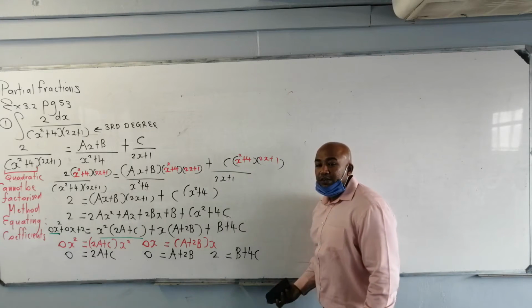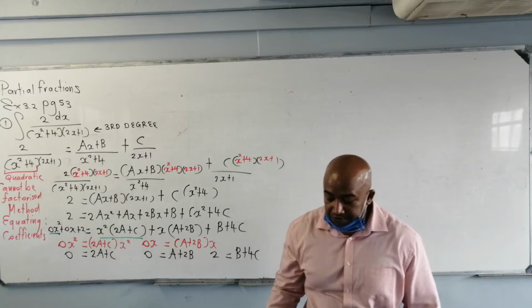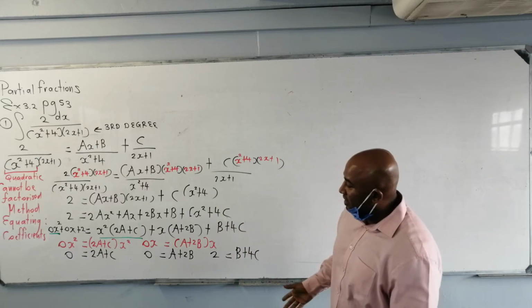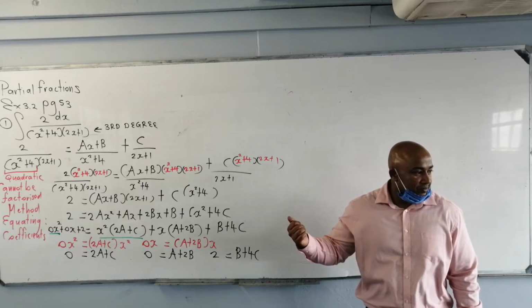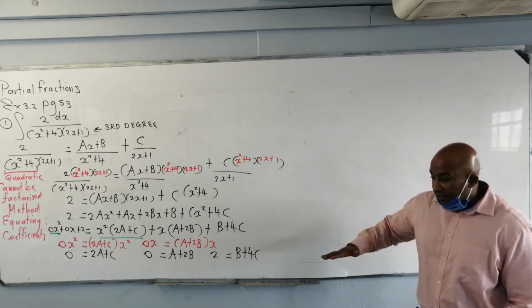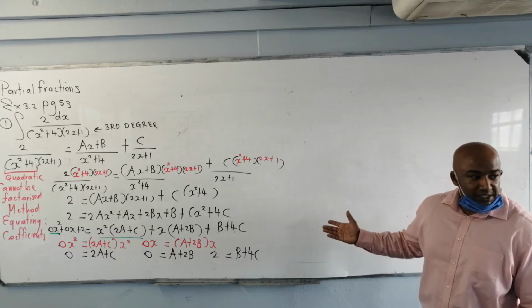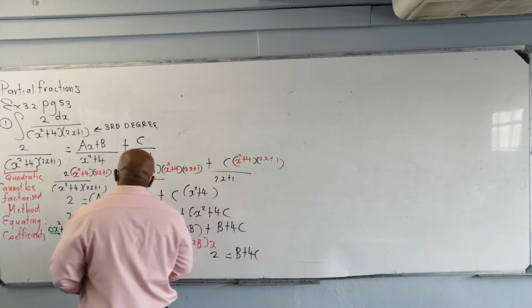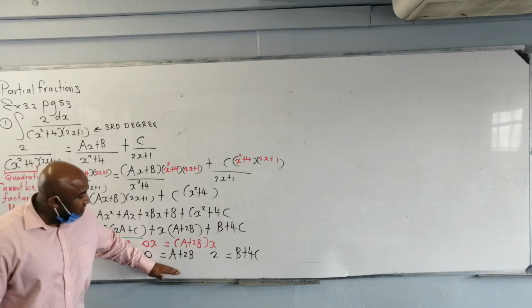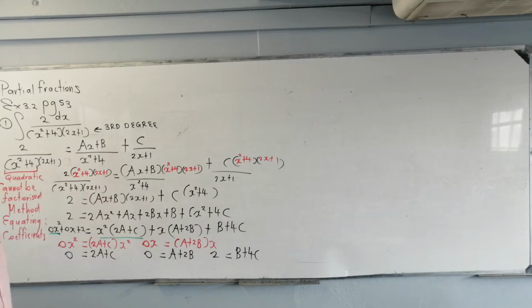Certain examples you might want to use both methods. Now, let's see, do we need to use both methods? When I say both methods, I mean substitution also, to work these A, B, and C faster. Now, these are all simultaneous equations. Now I've got equation 1, equation 2, equation 3.